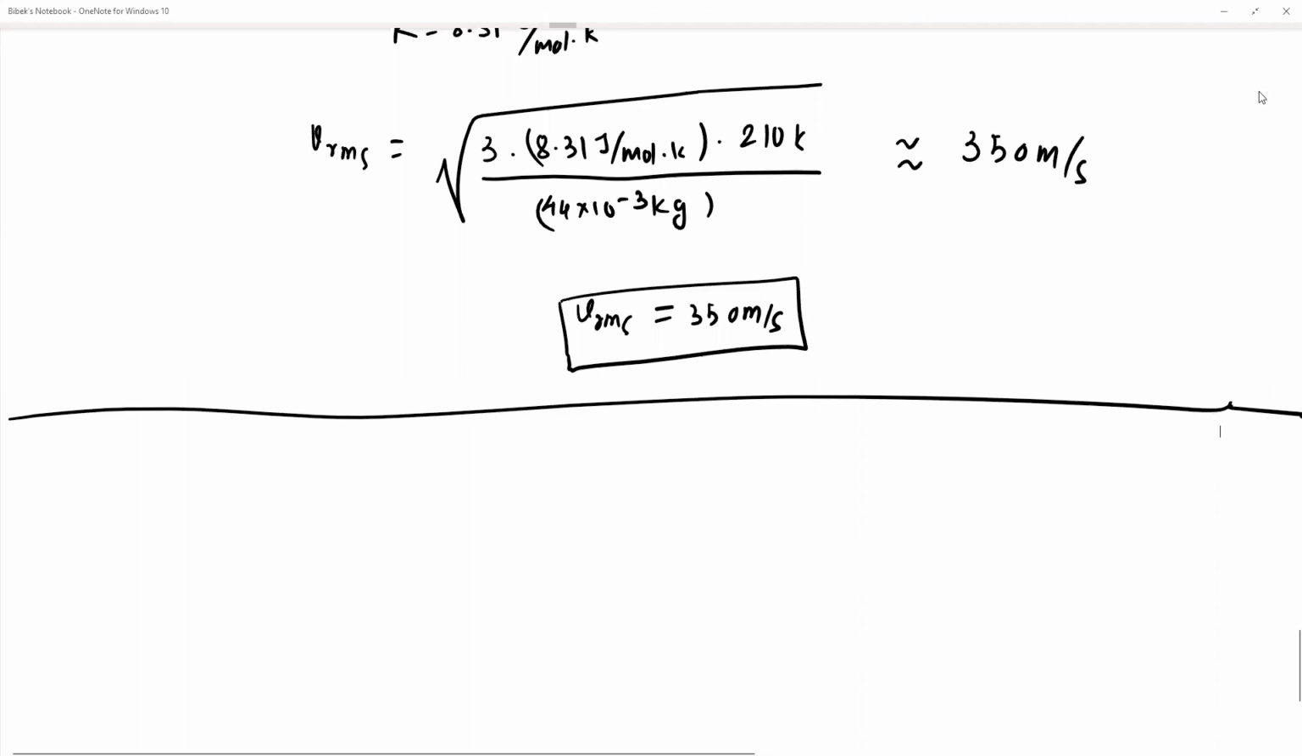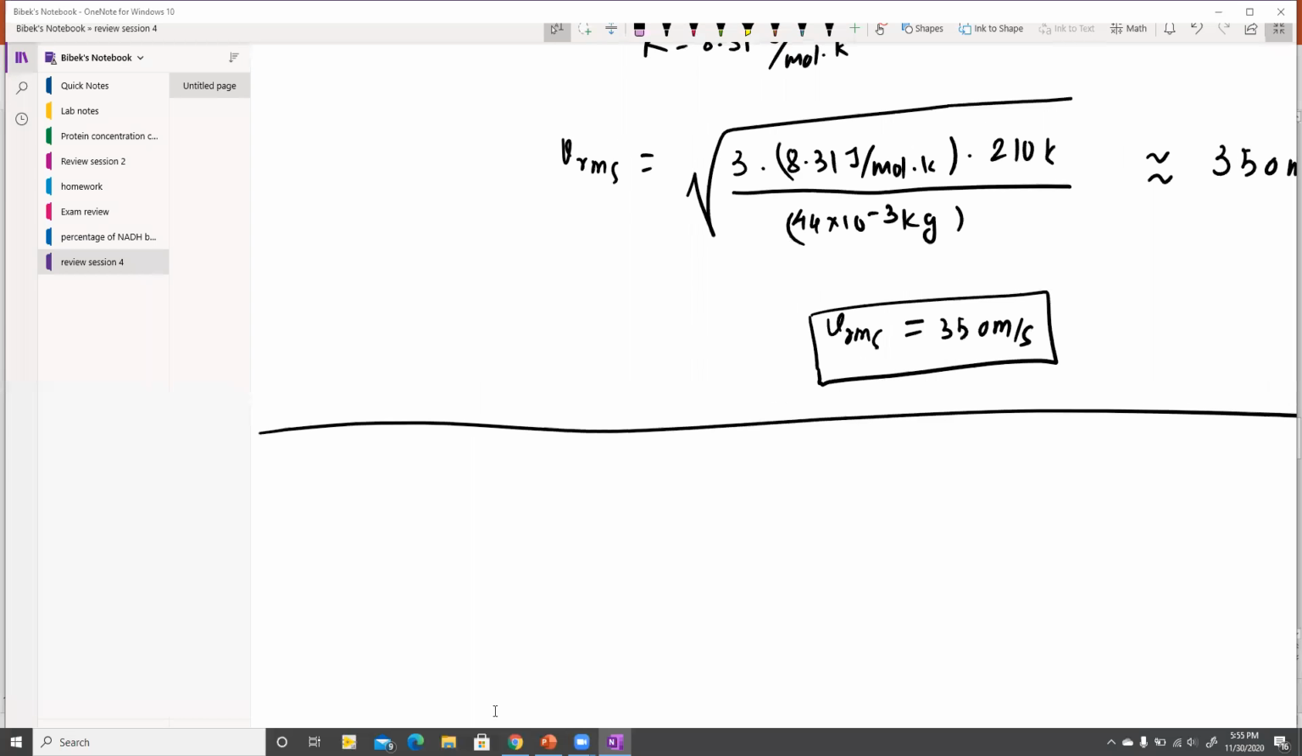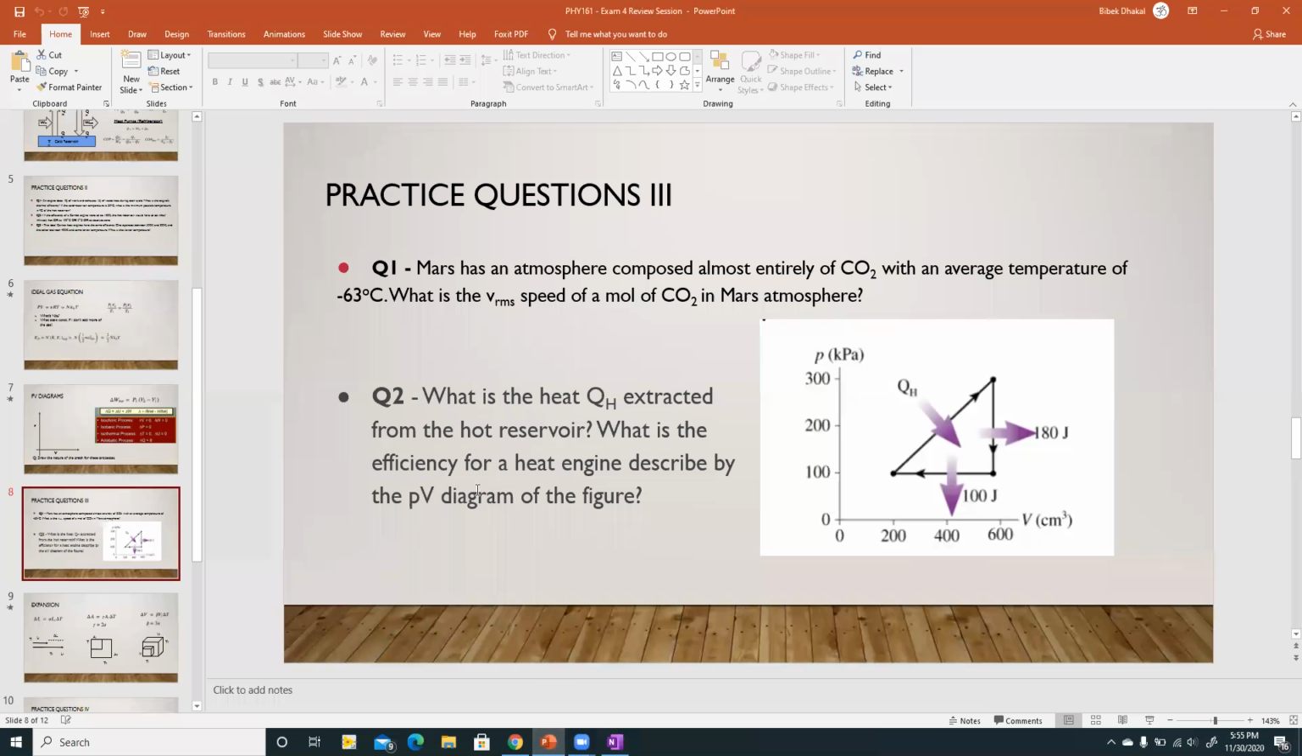Okay. Now let's go to another problem. This one I think is one of the hardest problems for the students, and also one of the most important questions. Number 2. What is the QH extracted from the hot reservoir? What is the efficiency for it?